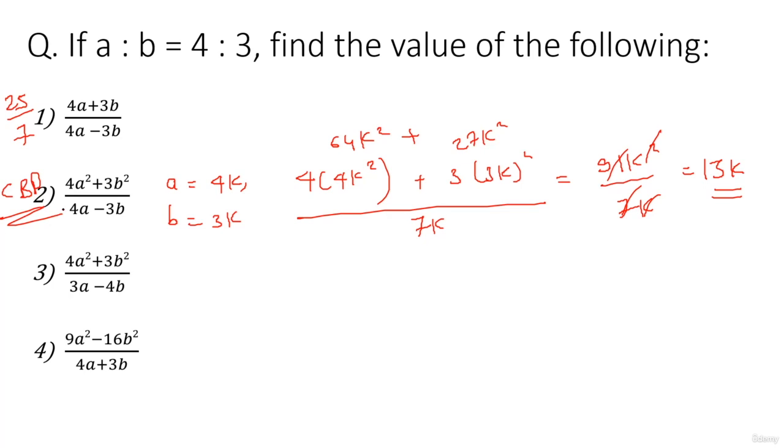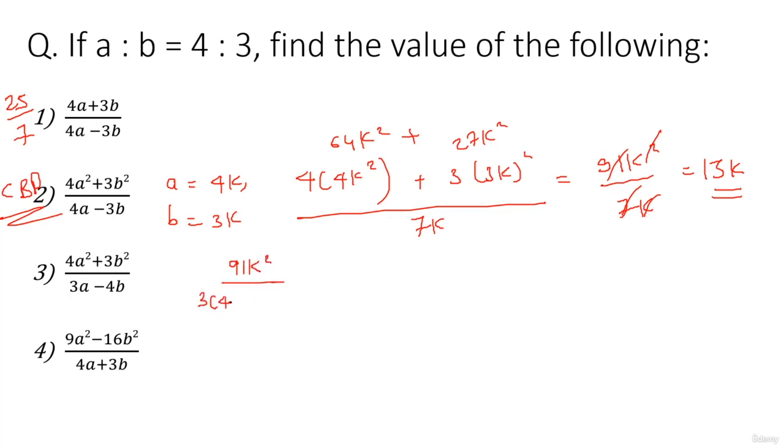Okay, now observing this question, you might be tempted to believe that the answer for the next question also cannot be determined. That's not so. Let's check it out. In the next question, if you substitute a is equal to 4k and b is equal to 3k, we already have the value of the numerator, 91k square, from the previous question, right? And the denominator is 3a minus 4b.